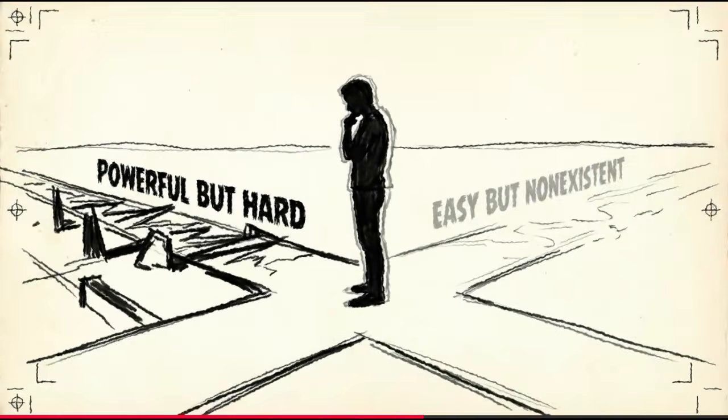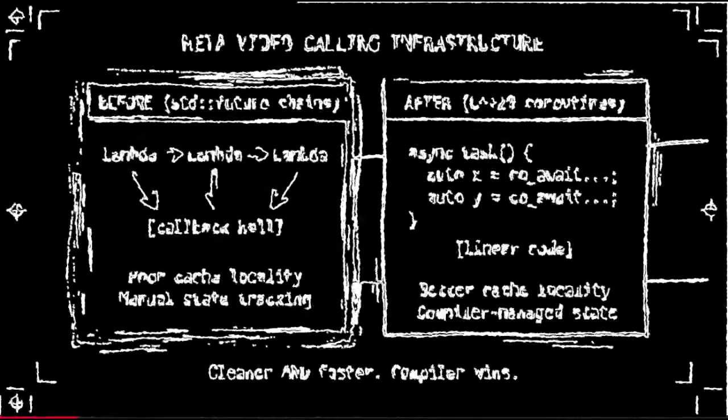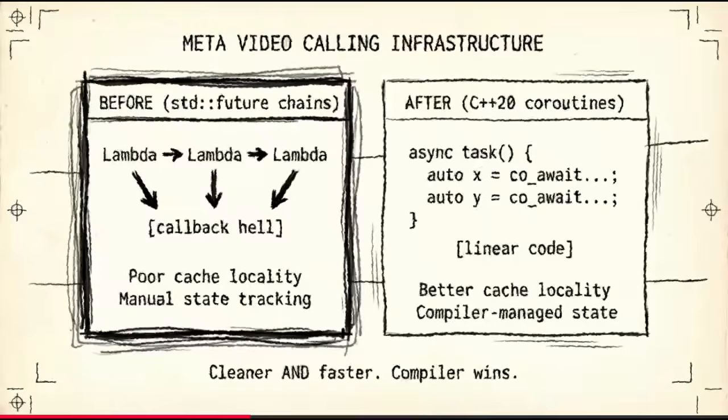So we have this powerful but difficult feature. Where does that leave us today? Is it worth the pain? The data says yes. Meta, for instance, migrated their video calling infrastructure from chained futures to coroutines. They saw significant improvements. Right. Yeah, the code is cleaner, but also faster.